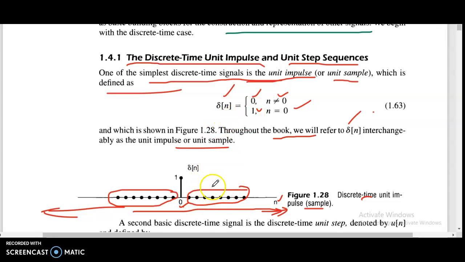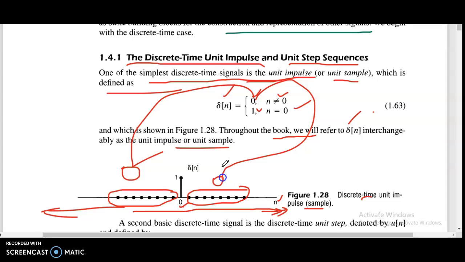Whenever n is not equal to 0, del of n is equal to 0, 0, 0, 0. Then del of n equal to 1 when n equal to 0, that time only 1. So here only at 0, at n equal to 0, del of n equal to 1. So this is the unit impulse or unit sample.